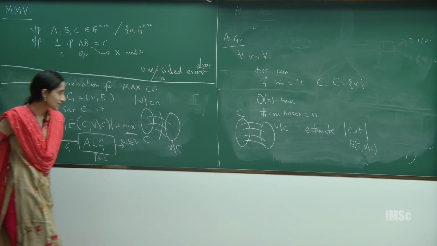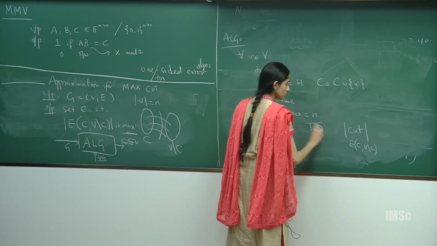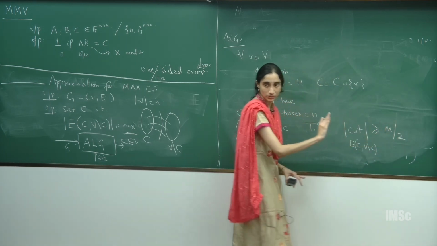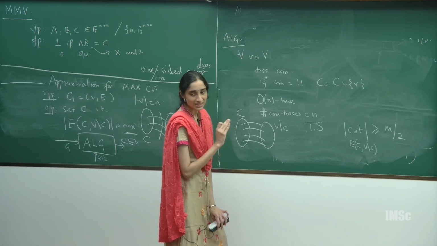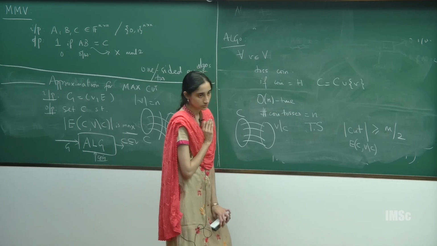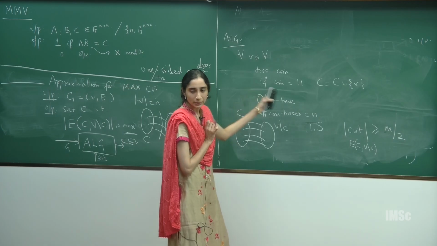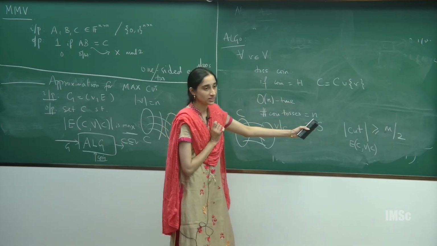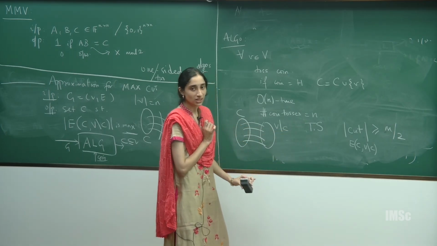But there is some probability involved. So what do you want to say? Let's write what he is saying. I want to show that the cut is at least M by 2. M is the maximum. Is there some problem? You run this algorithm once, maybe it will produce a cut. You run this algorithm again, it will produce a different cut. So how can you say that the size of the cut is this much?